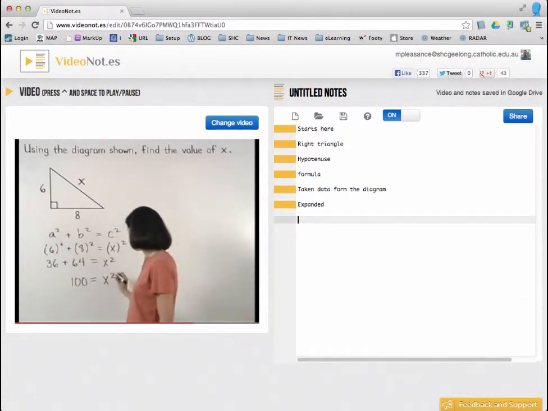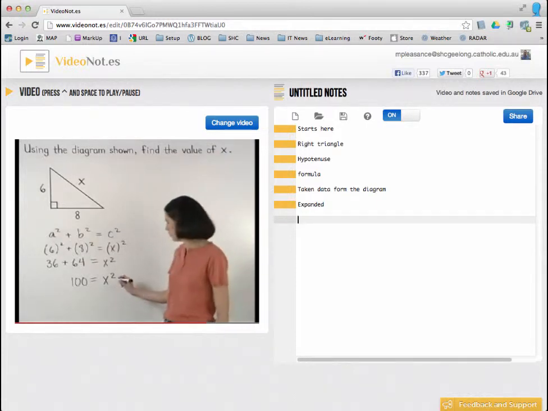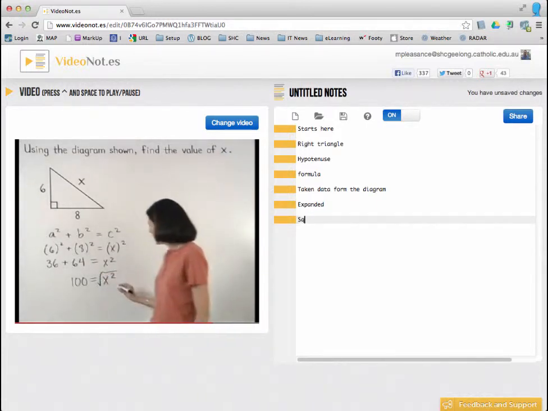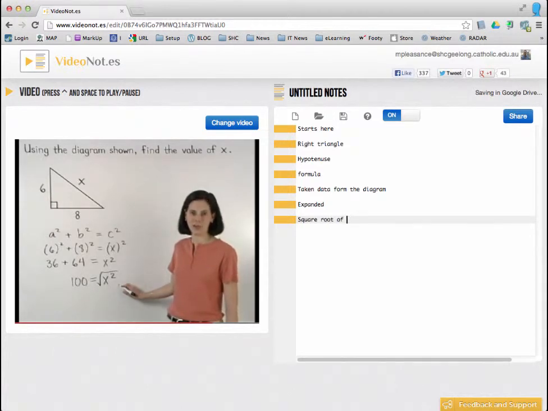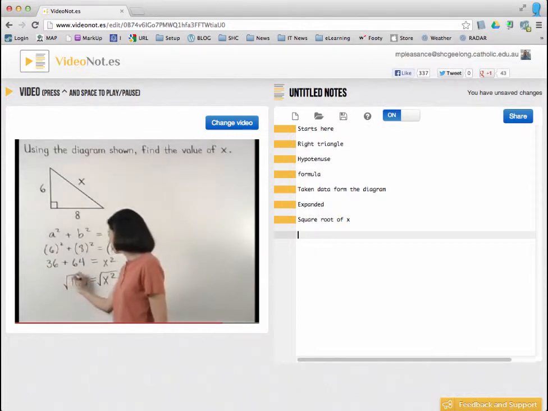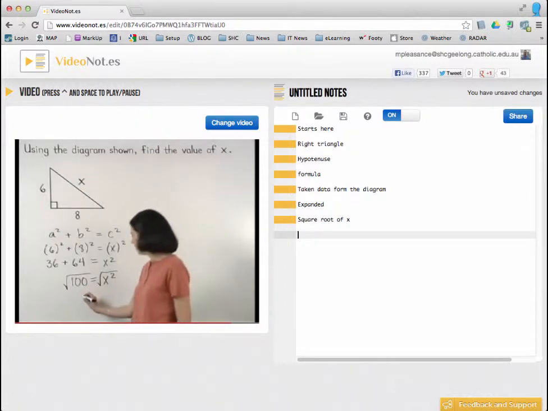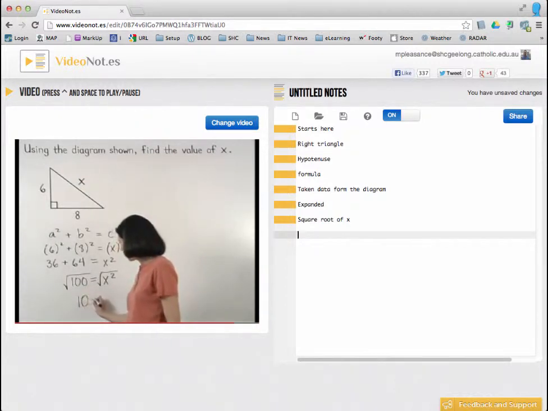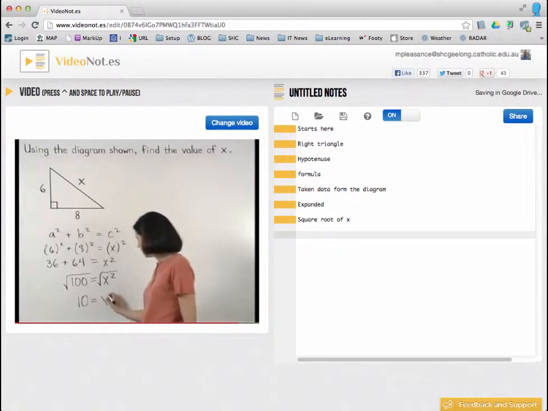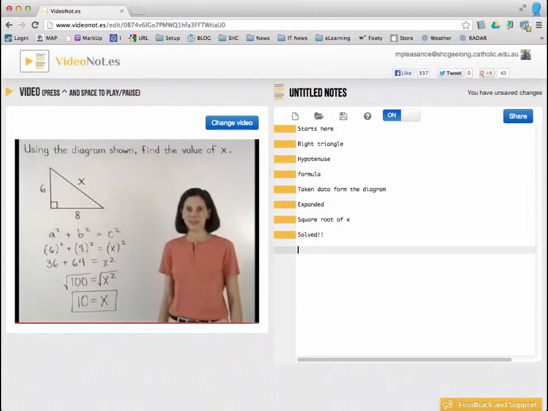equals x squared. Now to get x by itself, since x is being squared, we must take the square root of x. She's talking about the solving. If we take the square root of the right side of the equation, we must also take the square root of the left side of the equation. On the left, the square root of 100 is 10, and on the right, the square root of x squared is x. So our answer is 10 equals x. And she's just solved it.